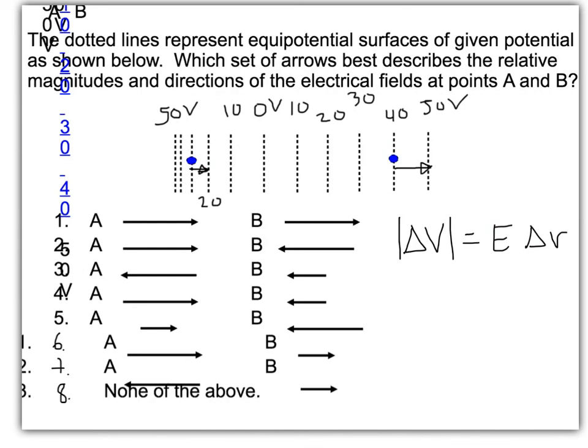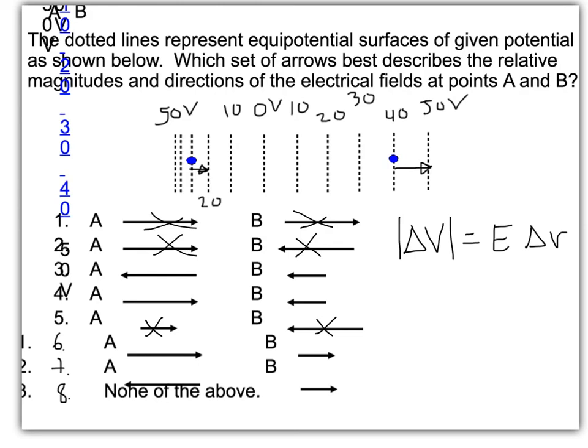That implies that point B on the right must have a smaller electric field. Its magnitude must be smaller. So let's look at some of these conditions here. Any one with the same magnitude is obviously out, and any one that has it larger on the right is out. So that eliminates those three.